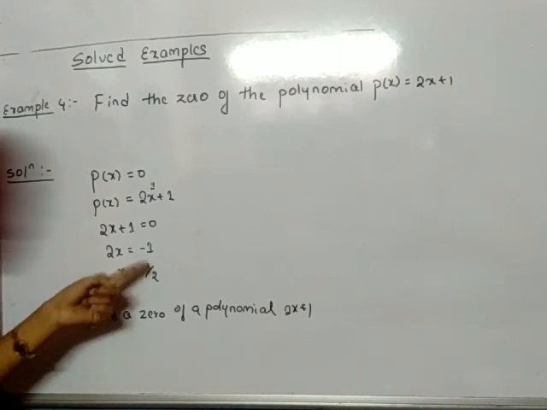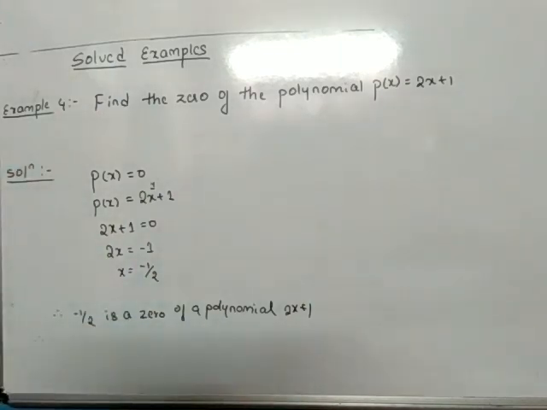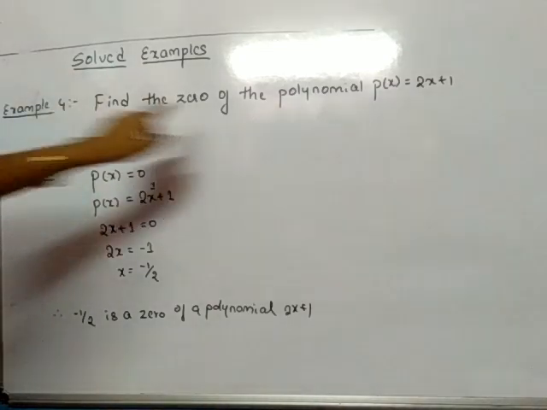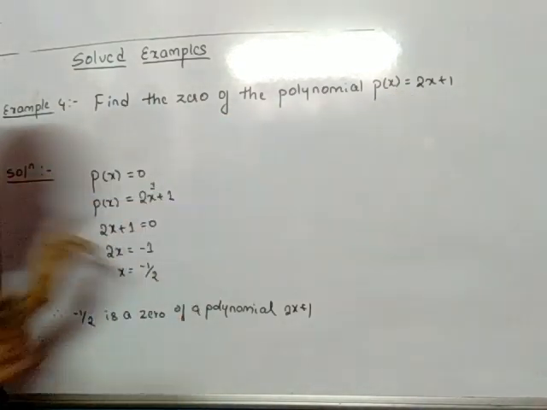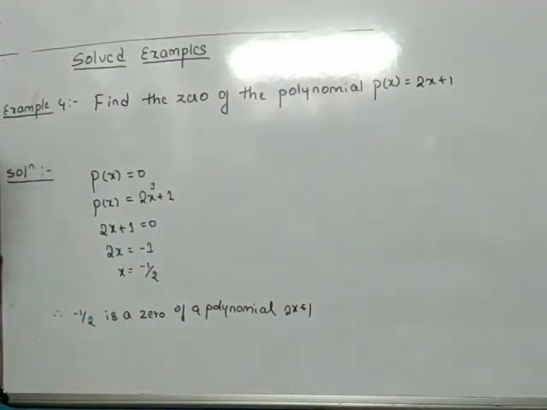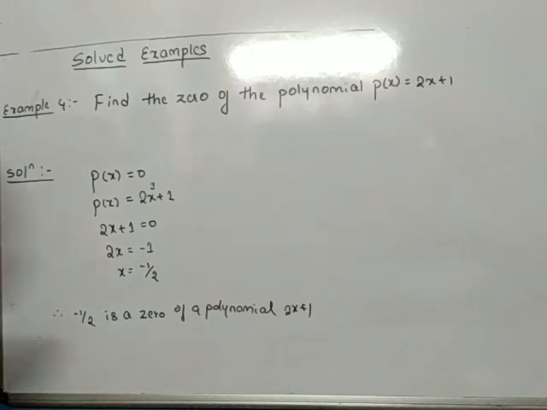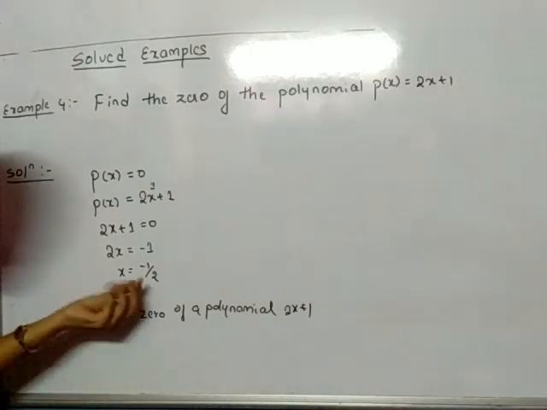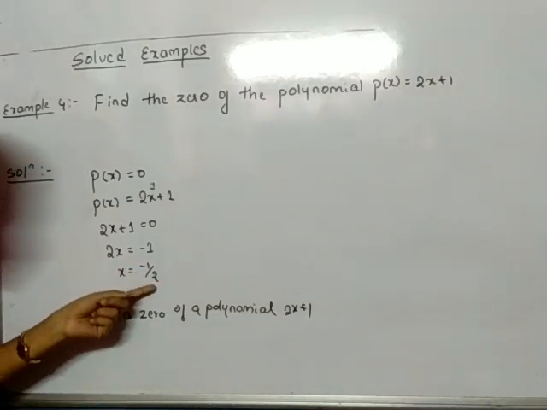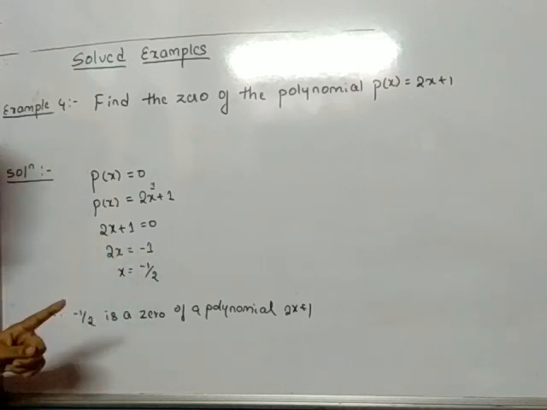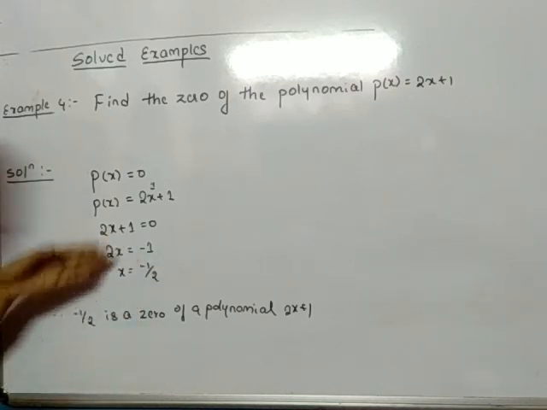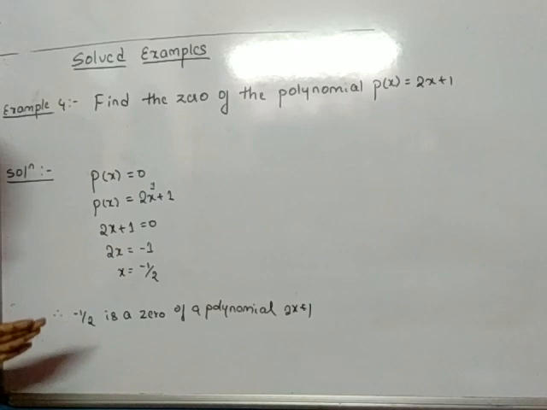That is -1 by 2. Okay students, you can observe that this is a linear polynomial, isn't it? Because the degree of the variable is 1, right? So for a linear polynomial, there will be only one zero. One zero means that -1 by 2 will be the only value. When we substitute this value in the given equation, we get 0. Only one value we will get. So we'll check for the next.